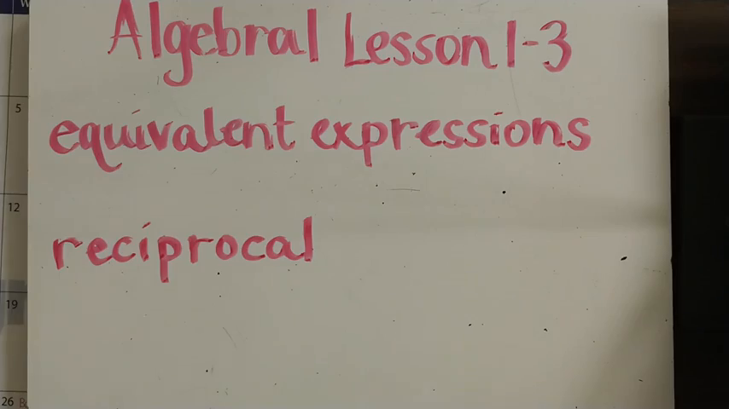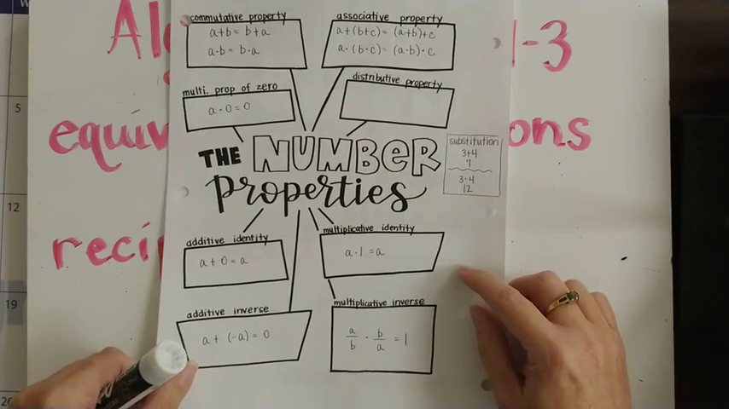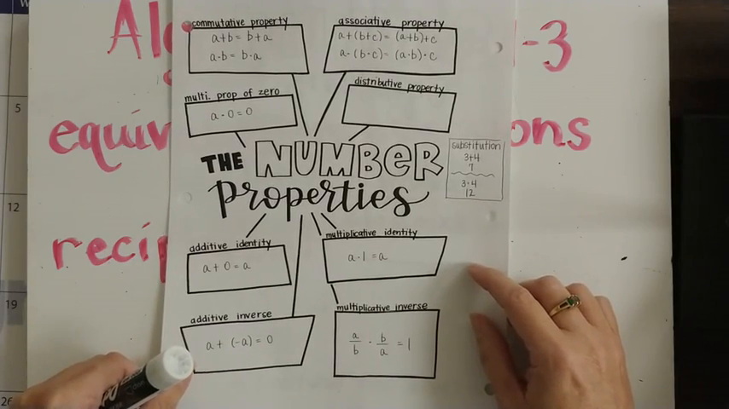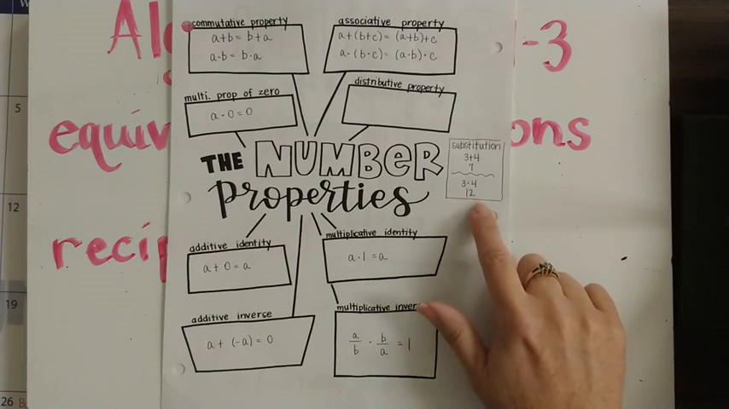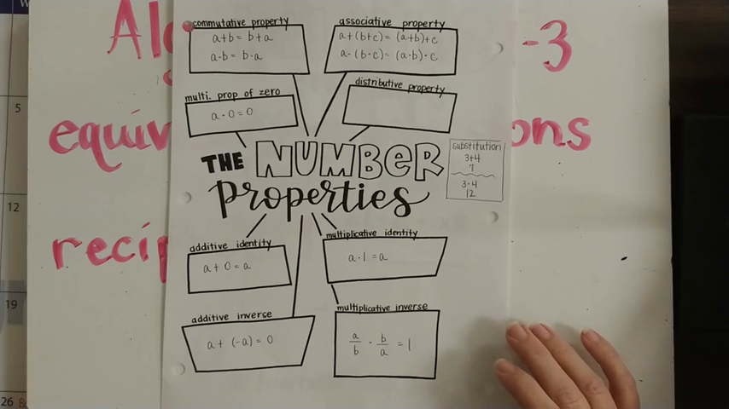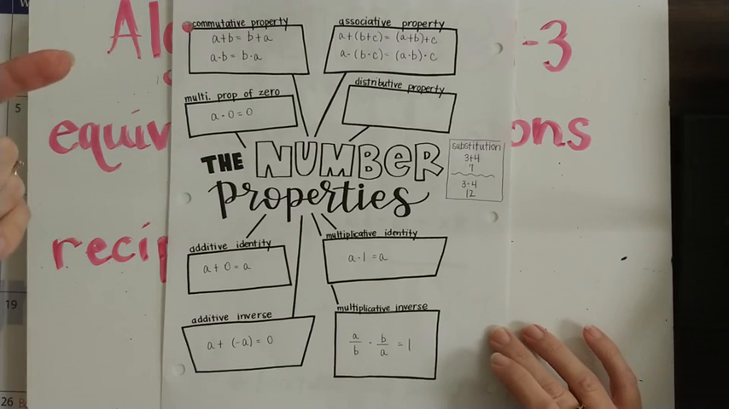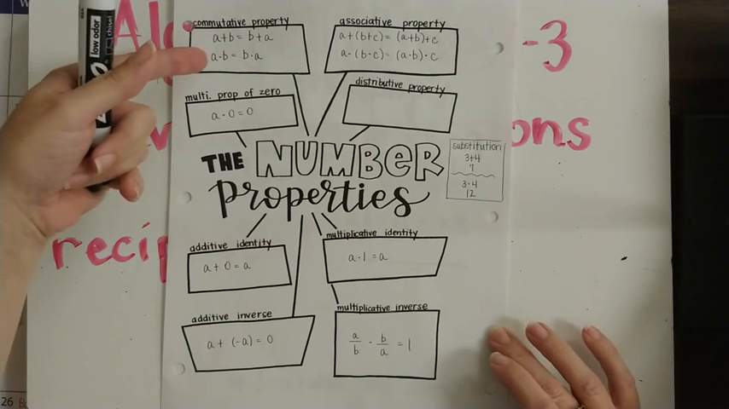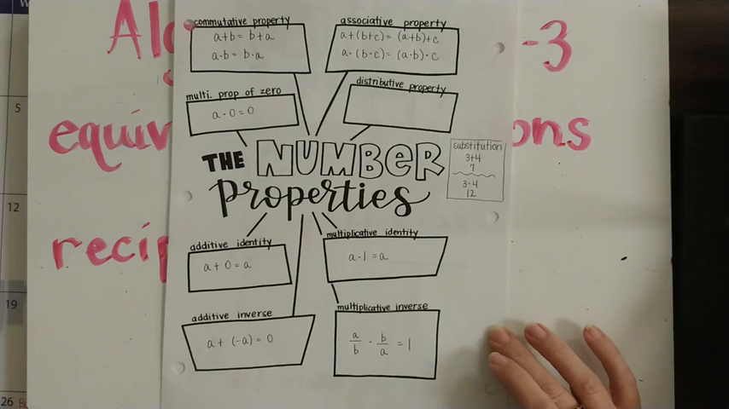Next, I need you to go to your handouts and find the number properties chart. Today we're going to focus on all of these except one, and we're going to add one to our properties chart. Let's start with commutative property. For addition, all it does is switch the order of the numbers or the variables, and for multiplication, it switches the order of the numbers or variables.